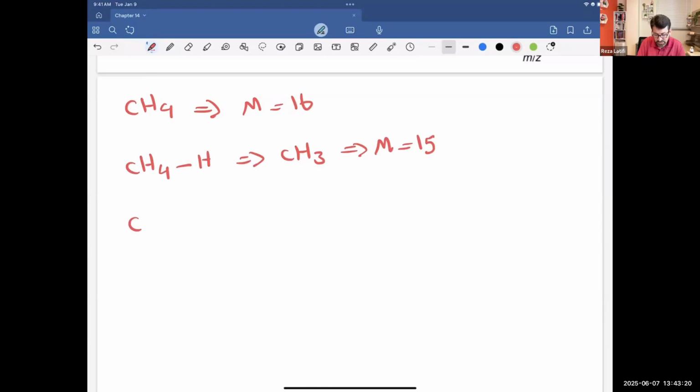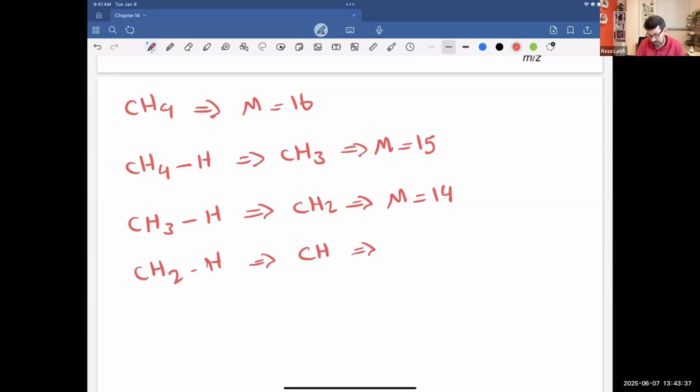And if you take CH3 and you remove another H, in this case, you get CH2, and that one will give you M equal to 14. And CH2, you subtract one H from it, that's going to give you CH, and you will get M equal to 13. Okay, so the top one, when you inject the methane to the machine, you will get CH4 radical cation.